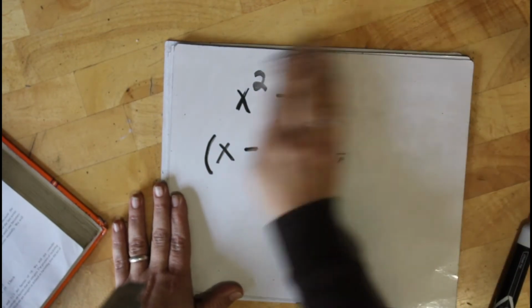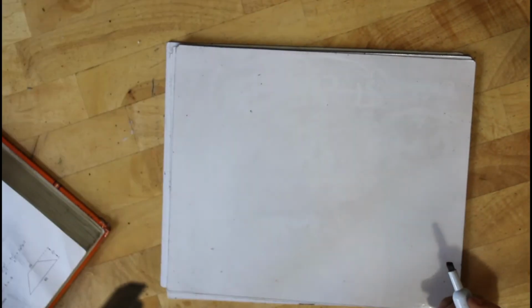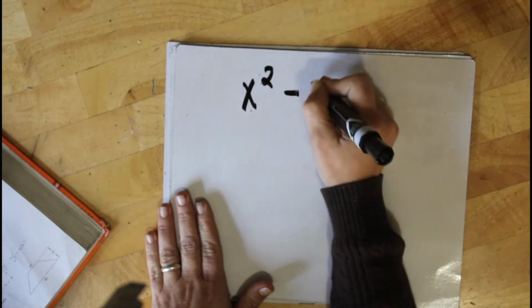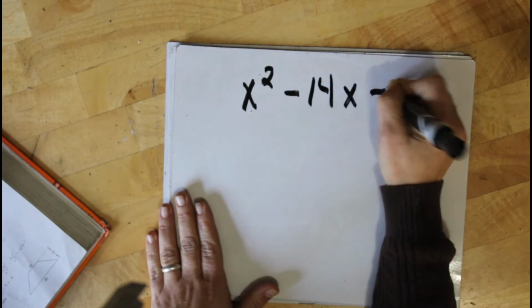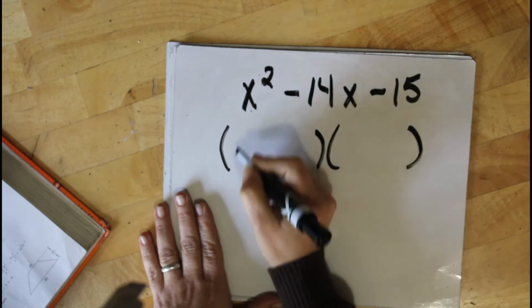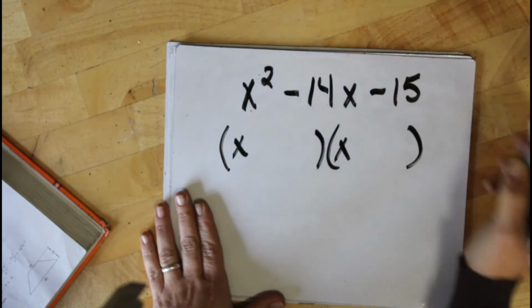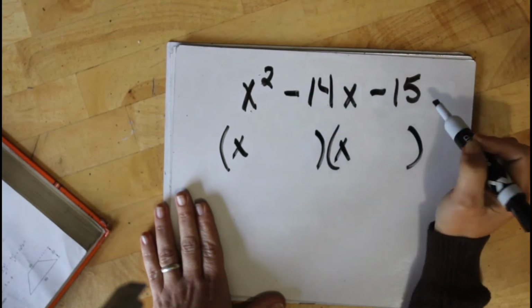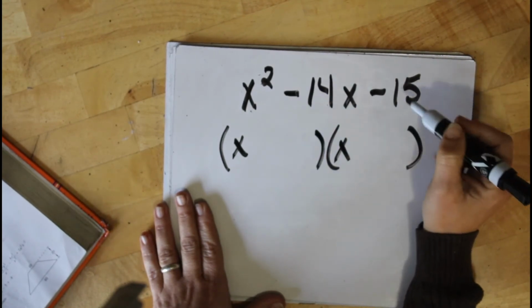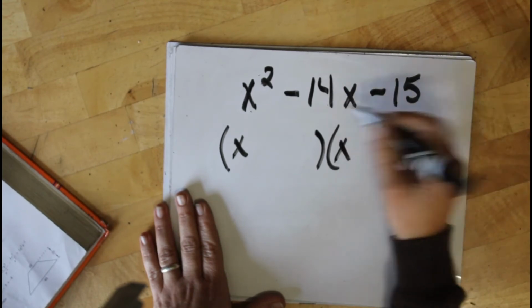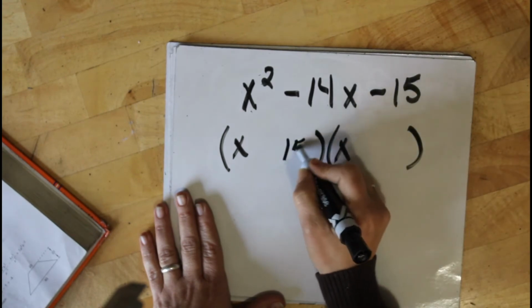Right, I'm going to do another example problem here. It's on the next page. X squared minus 14x minus 15. All right, so first I'm going to put my parentheses and my x's because I know x times x is x squared. Factors of 15. Well, this one looks pretty easy right here because 15 times 1 is 15. 15 minus 1 would be 14. So we know it's 15 and 1.